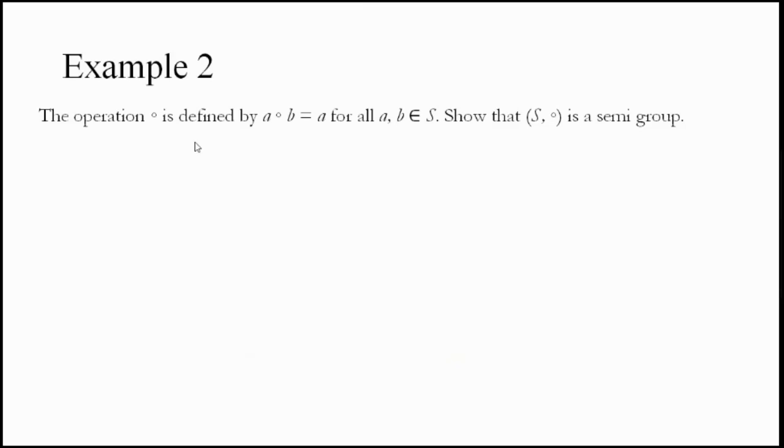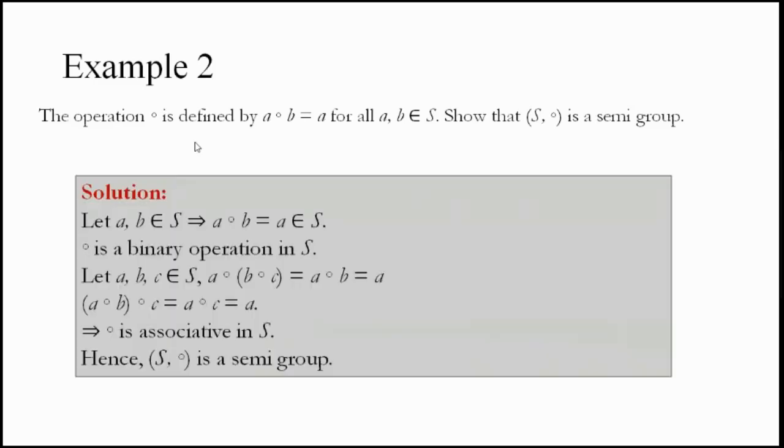That means it should form the associative property. So let A, B belong to S. So A binary operator B is equal to A, which also belongs to S. Now let A, B, C belong to S. (A binary operator B) operator C is equal to A binary operator B, which results in A. Right? Now this expression results in A, because we have already seen A binary operator B is equal to A. That means A binary operator C.